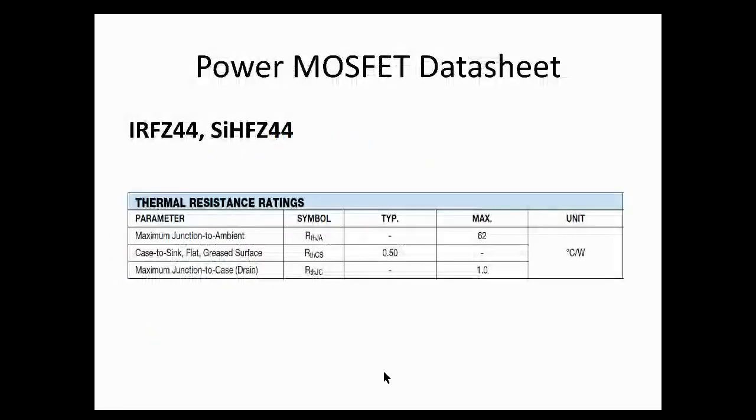So this is on the data sheet. I'm using the power MOSFET here, the IRFZ44, and you will find all of this information in it. They tell you the maximum junction to ambient thermal resistance, 62, in units of degrees per watt. The case to sink, 0.5 degrees per watt. The junction to case, they tell us, is 1 degree Celsius per watt. So this information, you can get it from your data sheet. I'll send you this data sheet. I put it on the Canvas site, so you can look through it.